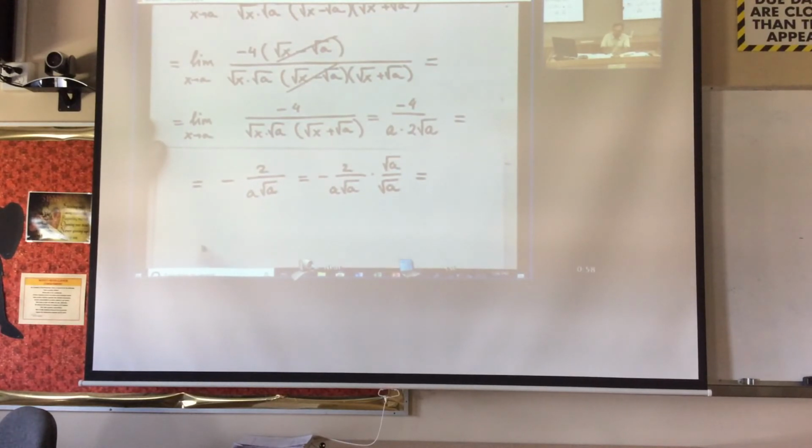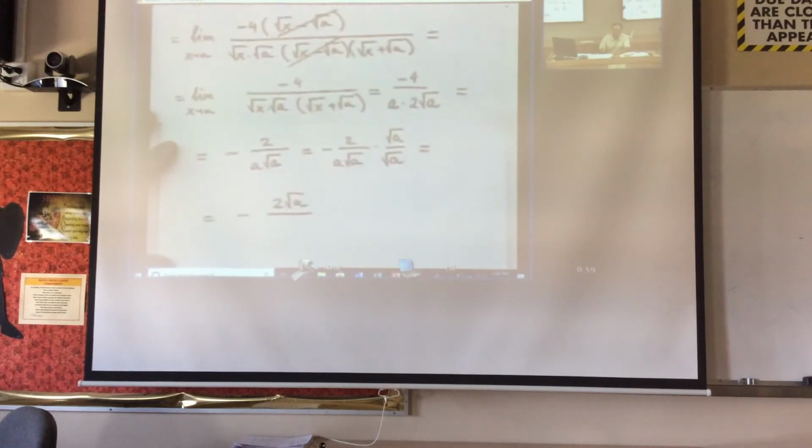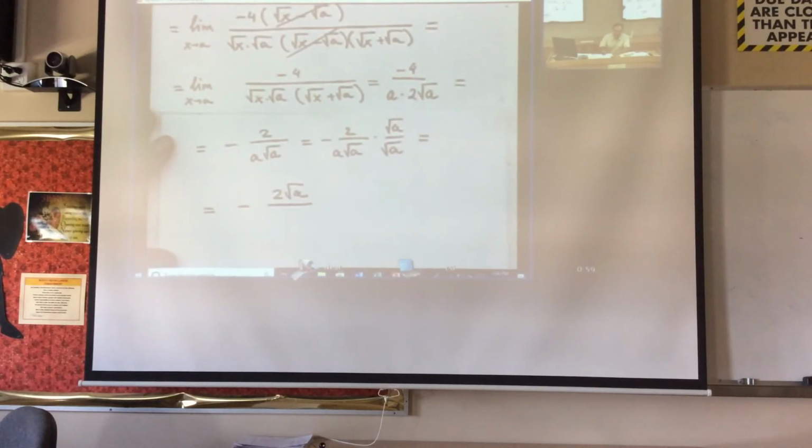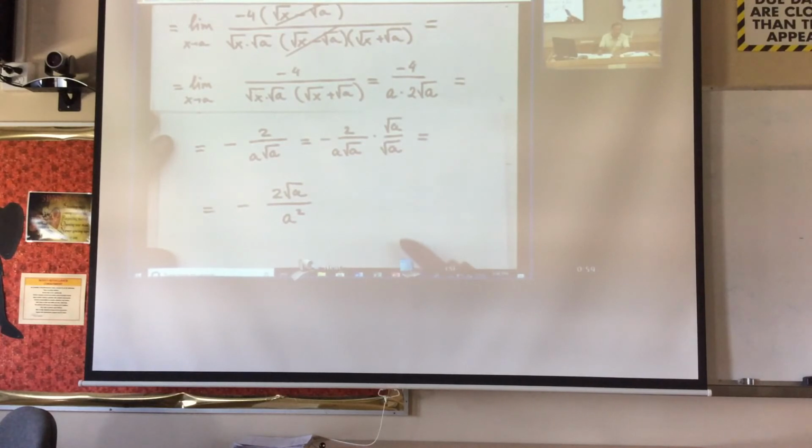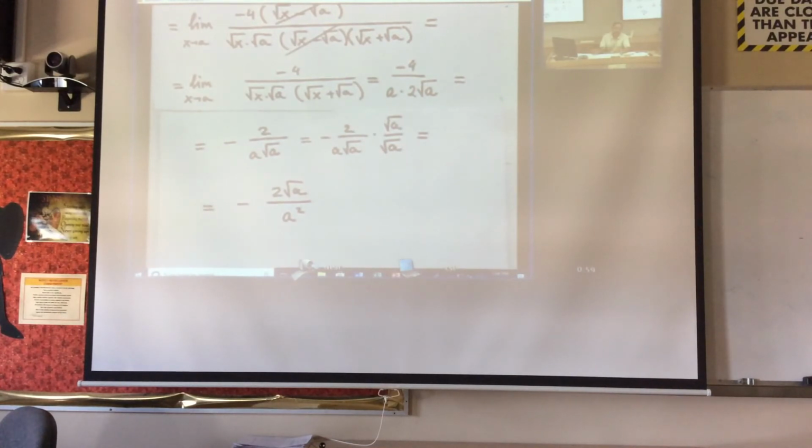So when I multiply, I get negative 2 square root of a over what? Can you see a squared? Yeah. Square root of a and square root of a gives you just a, right? And a times a is what? A squared. And that's just the derivative.